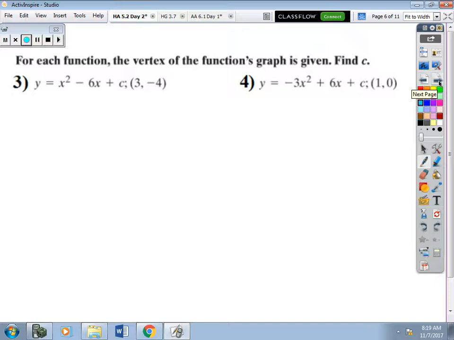So they give us the a and the b. We're just missing the c value. They want us to use the vertex that's been given to us to find out what c is. So remember, any vertex is just an ordered pair. So this is just an x value and a y value. So if we know what the x value and the y value is, we can actually plug these numbers in.